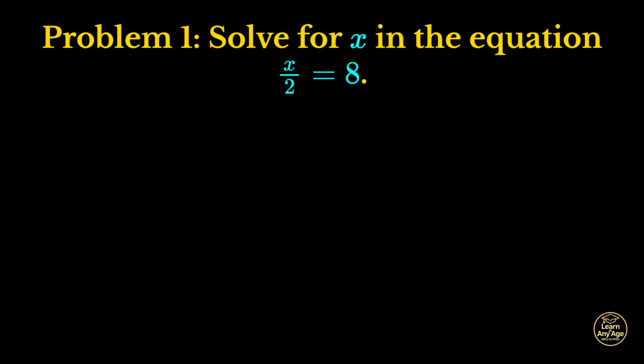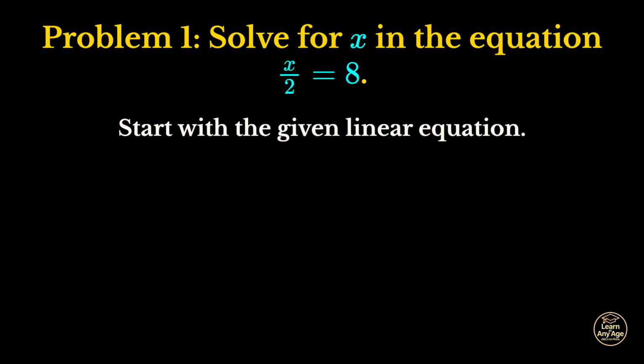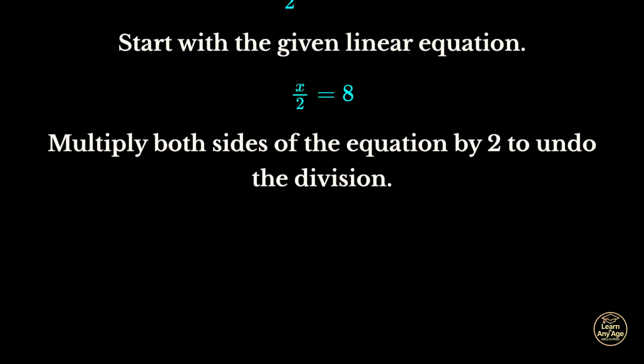Problem 1. Solve for x in the equation x over 2 equals 8. Start with the given linear equation. x over 2 equals 8. Multiply both sides of the equation by 2 to undo the division. 2 times x over 2 equals 8 times 2.